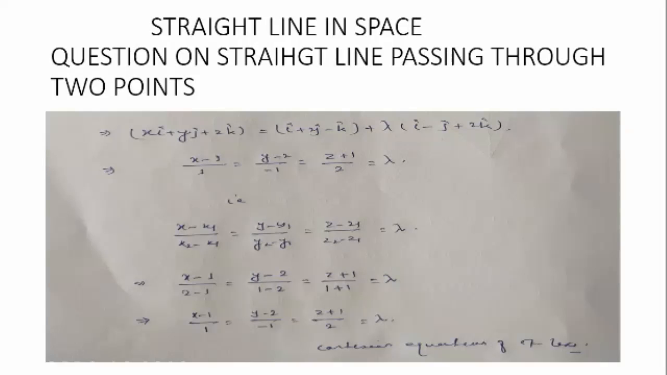And we can get the equation of a straight line passing through two points only by writing the formula given in the third line from the top: (x minus x1) by (x2 minus x1) equals (y minus y1) by (y2 minus y1) equals (z minus z1) by (z2 minus z1). You already know what x1, y1, z1 and x2, y2, z2 are from the question. You only have to substitute the values in it to get the answer.